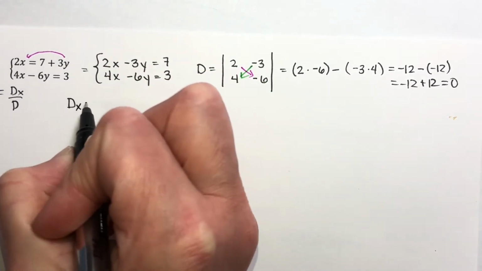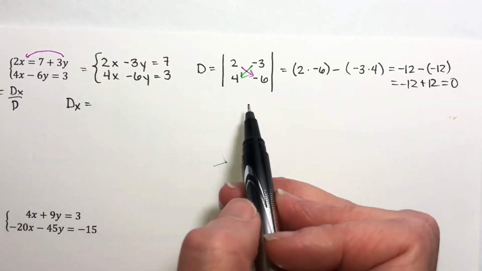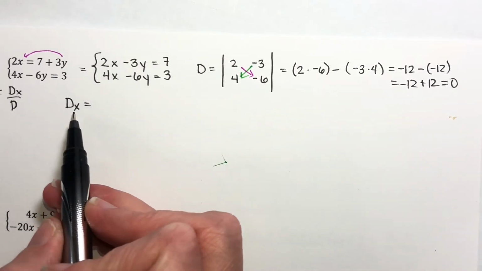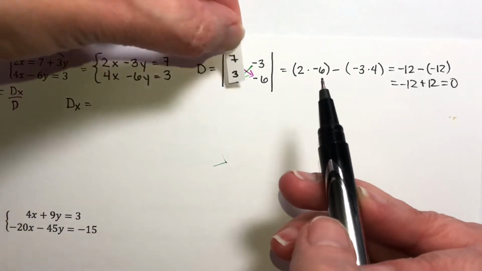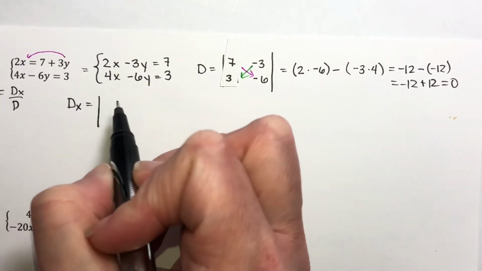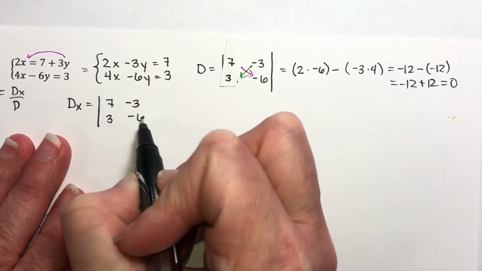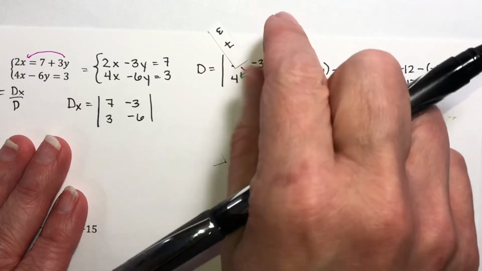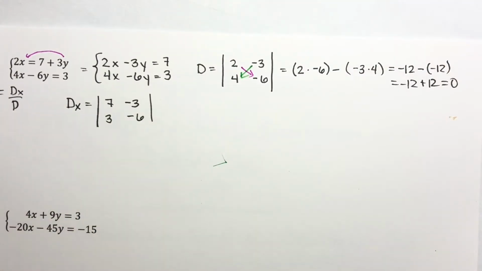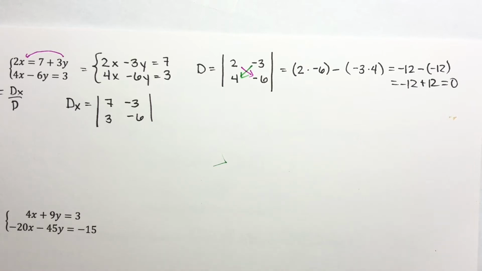I'm going to figure out what Dx is. Now remember, to find Dx, you're going to come back here, but you're going to cover up your x values with your answers, a 7 and a 3. So if I cover those up, I get 7, 3, -3, -6. Now, if I get a 0 here, then I'm going to calculate Dy. If all three of them are 0, then I have the same line. If this is anything other than 0, I have parallel lines.